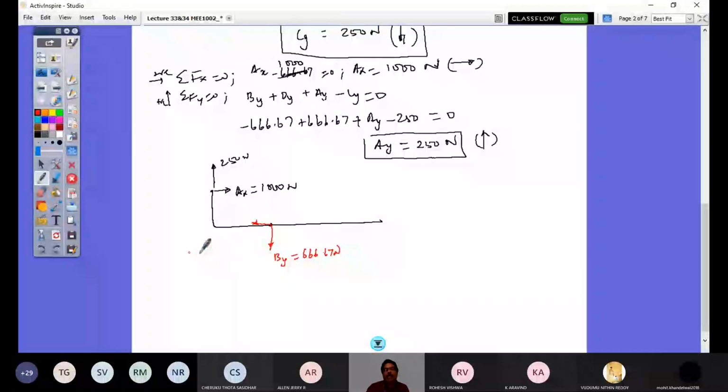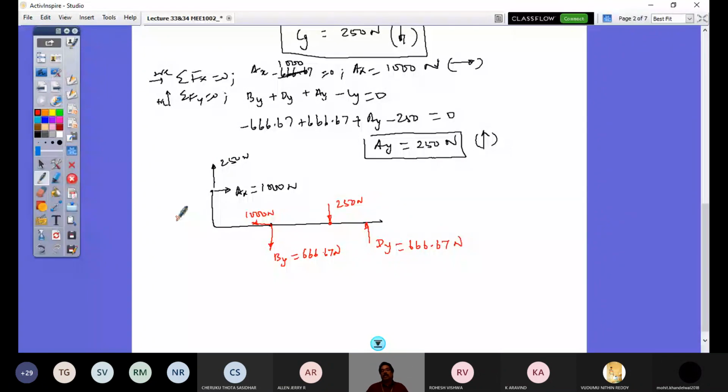And at point C you have Cy acting down with the value of 250 Newton, and at point D, that's here, you had Dy with the value of 666.67 Newton. So this is the answer that is asked.